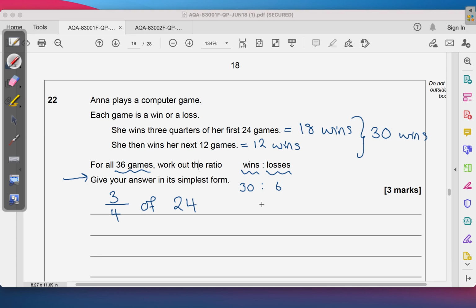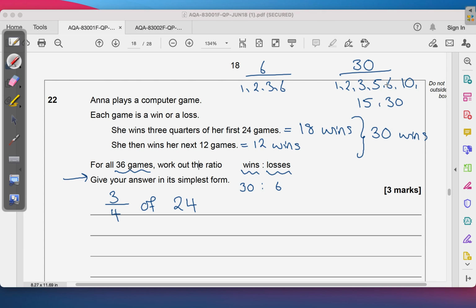Now, the way that we do that is we find the highest common factor between these two. You might be able to see that it's 6, but if you can't, then it's useful to make a little list. So we've got 6 there. Factors of 6 are 1, 2, 3, 6. And let's write the factors of 30. So you've got 1, 2, 3, 5, 6, 10, 15 and 30.